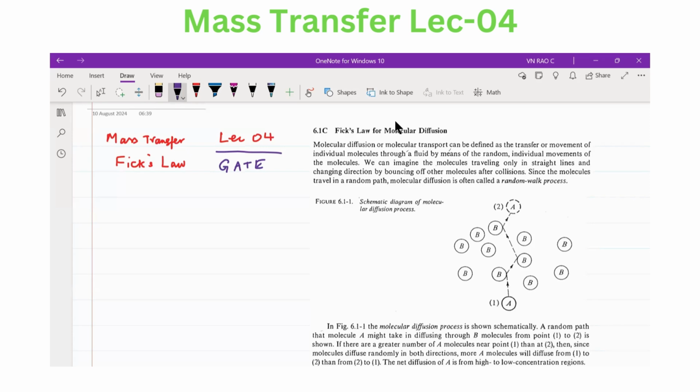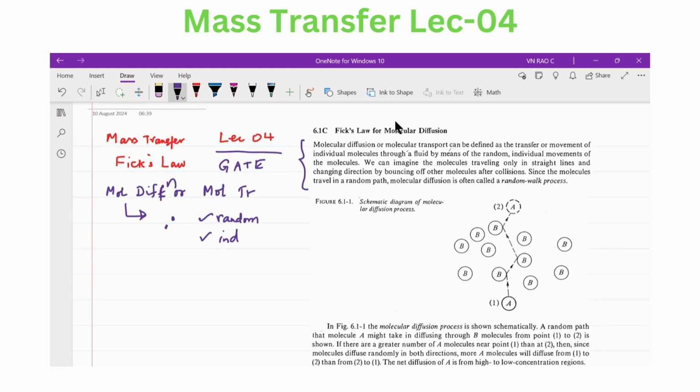In this molecular diffusion, what we are going to understand is molecular diffusion or molecular transport. It is defined in the text here, but still, molecular transport can be defined as a transfer or movement of individual molecules through a fluid by means of random and individual movements of the molecules.